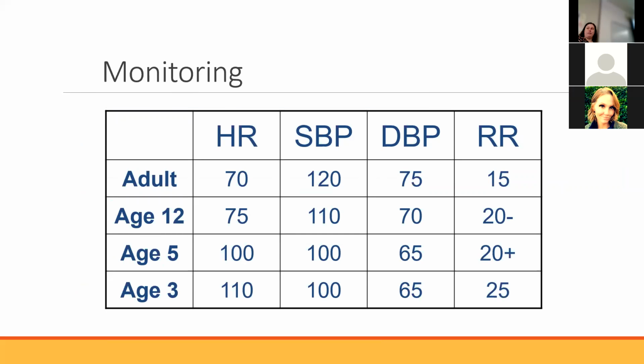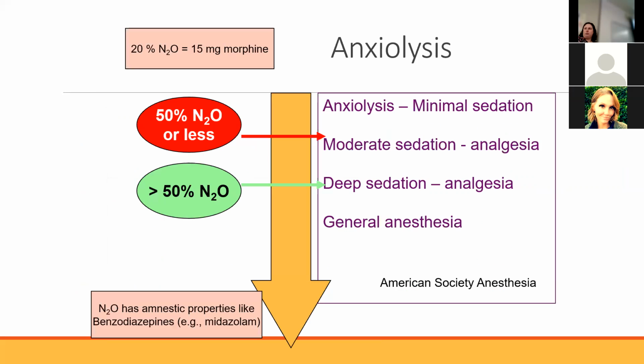Reference for vital sign monitoring. And then levels. Depending on what percentage of nitrous is being used, it can be anywhere from anxiolysis and sedation to very deep sedation. You don't want to go too far. And then general anesthesia is going to be further down.